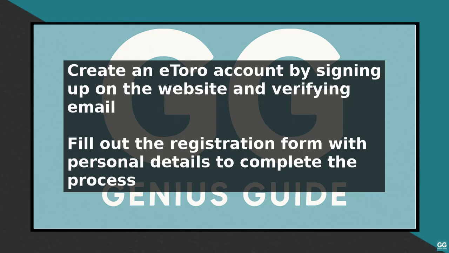To get started, go to the eToro website and click on Sign Up. Fill out the registration form with your details and verify your email address. Once you have completed the registration process, you will be given the option to start with a demo account.